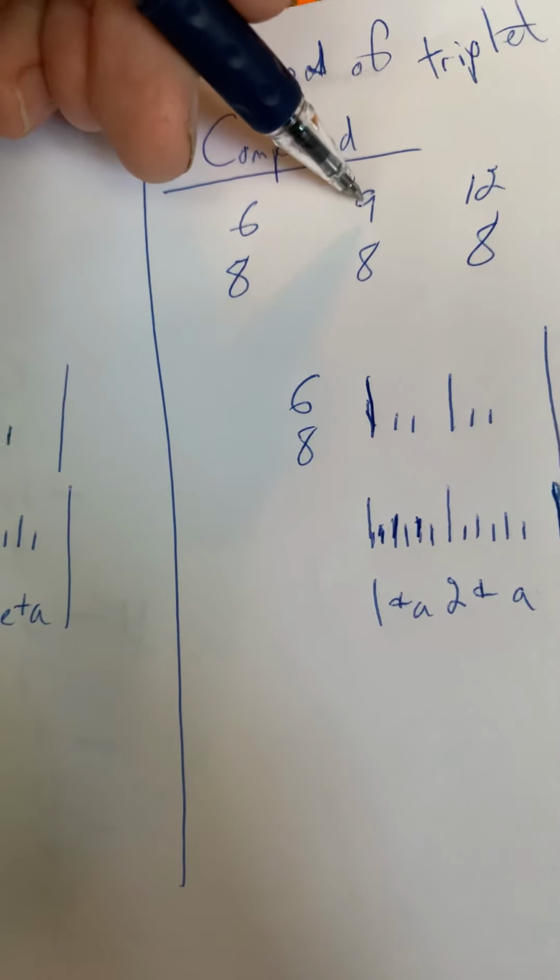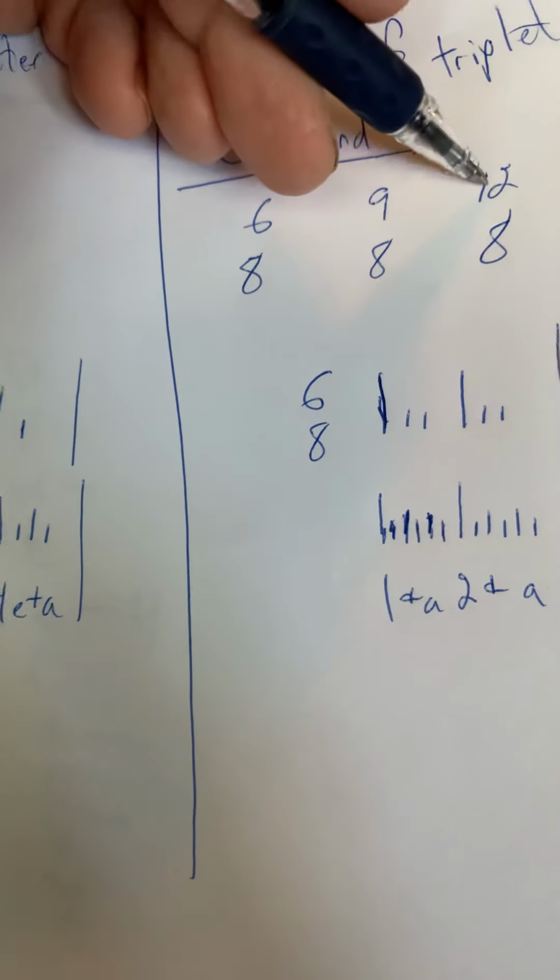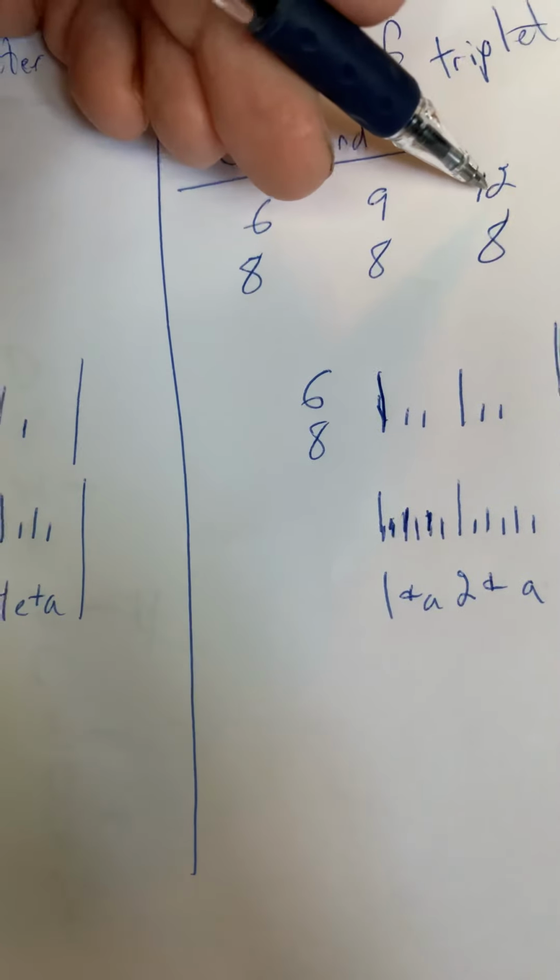9 divided by 3 is 3. That'd be compound triple. 12 divided by 3 is 4, compound quadruple.